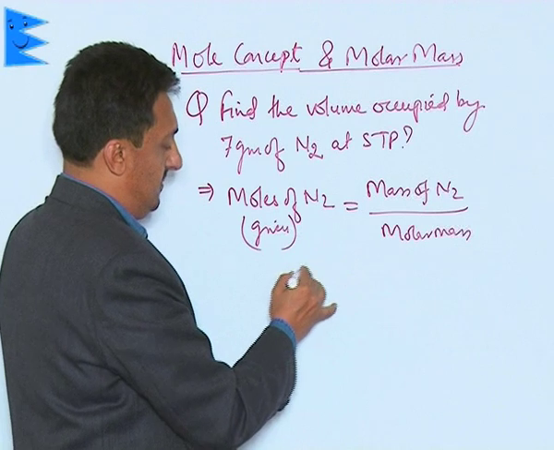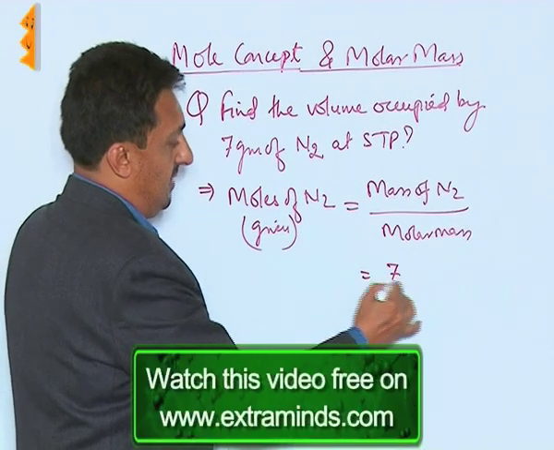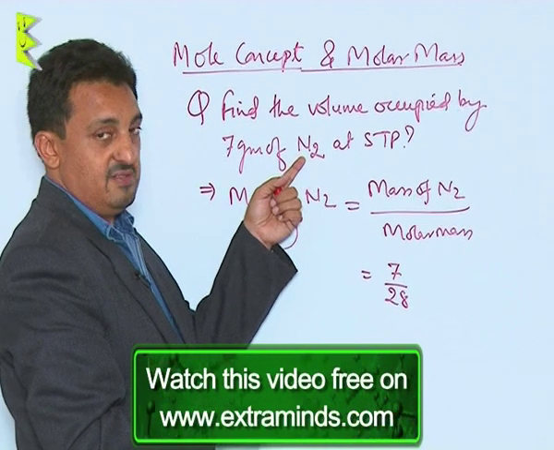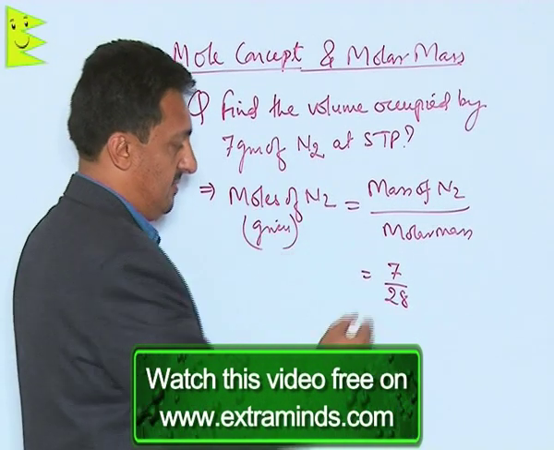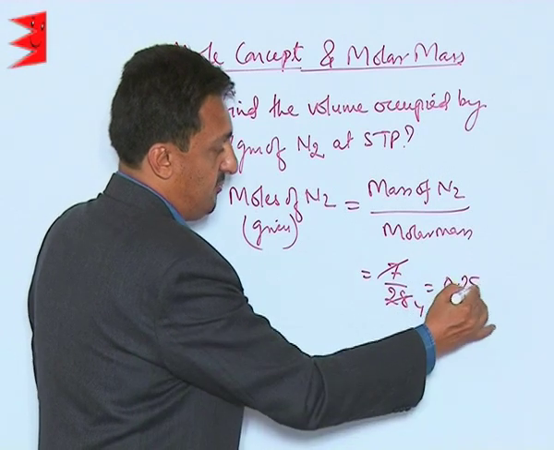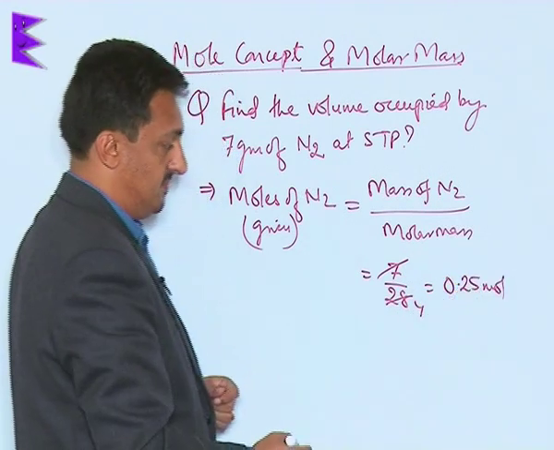Now it will be 7 upon 28 because one nitrogen is 14 and 2 will make it 28. So it will be 1 by 4, so it's 0.25 moles.